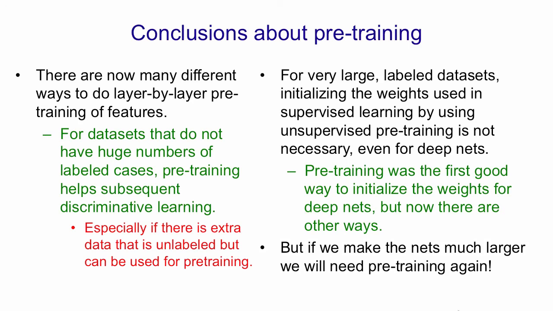If you ask which regime the brain is in, the brain is clearly in the regime where it's got huge numbers of parameters compared with the amount of data it's got. And so for the brain at least, regularization methods are very important.